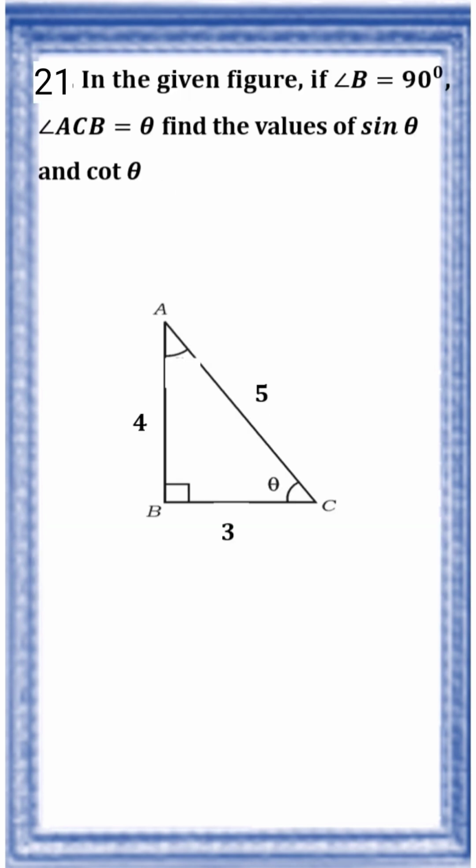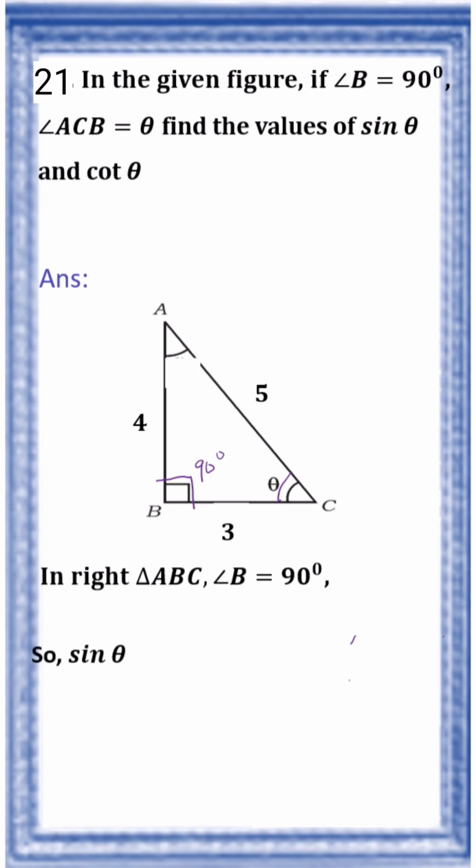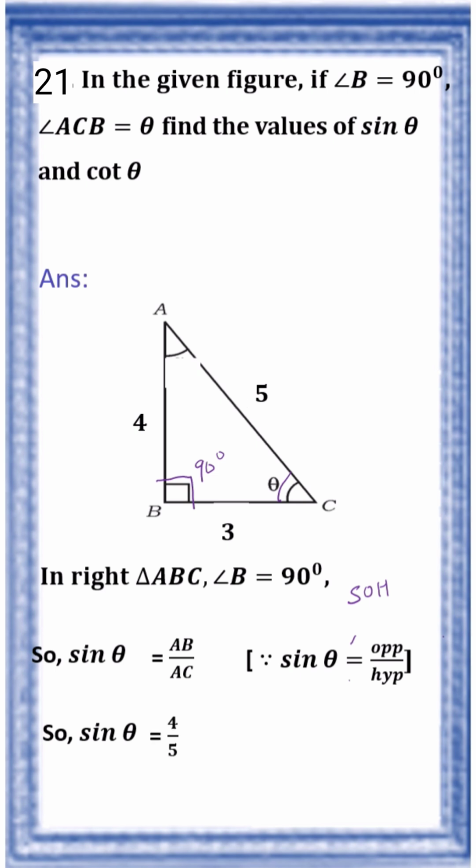In the given figure, if angle B, this is angle B, is 90 degree, and angle ACB, this is theta, find the values of sin theta and cot theta. In right angle triangle, angle B is 90 degree. So sin theta, SOH, opposite by hypotenuse. Here opposite side is AB, hypotenuse is AC, because sin ratio is opposite by hypotenuse. So sin theta is AB is 4, AC is 5, so 4 by 5.